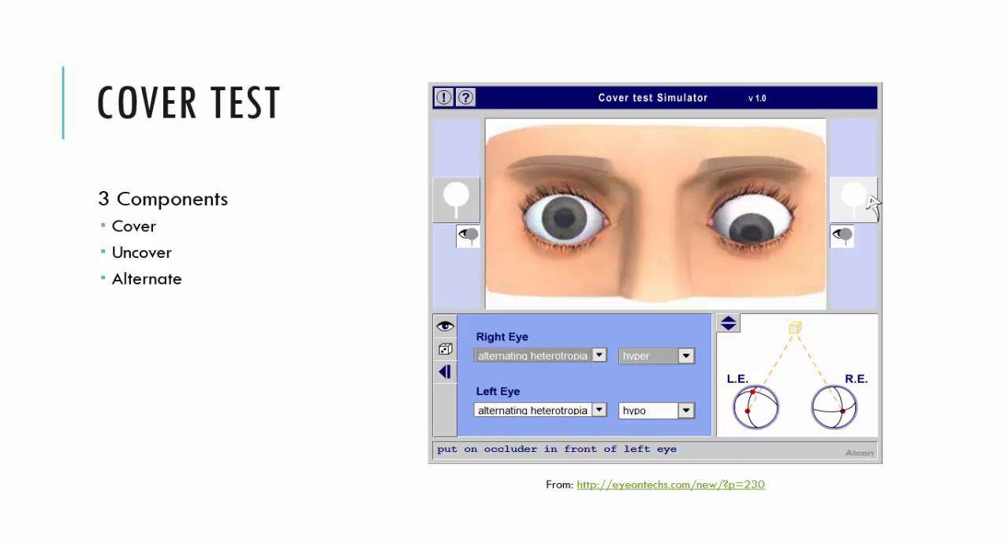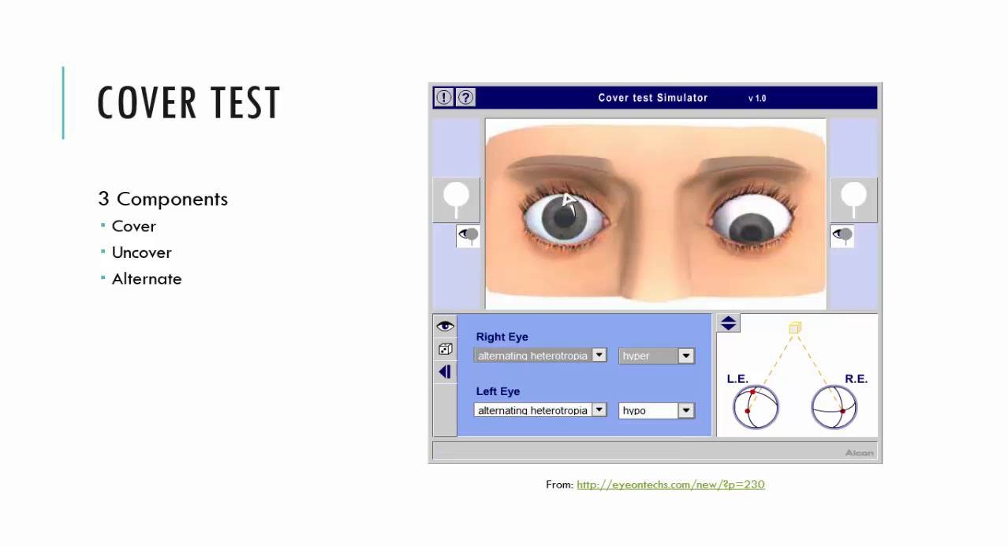What I do want to point out is that even though the vertical deviation is altering from a hyper to a hypo on alternation, the eye that's higher or lower is always consistent. What do I mean by this? Well, in this particular image, what we see here is that the right eye is higher than the left eye. So we've got a left hypotropia, and we can also call this a right on left. Okay, so the right eye is higher than the left eye.